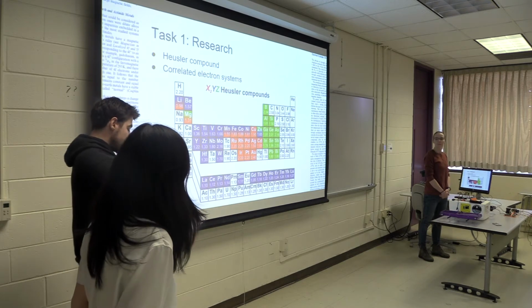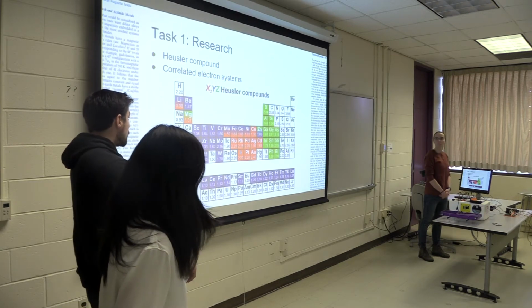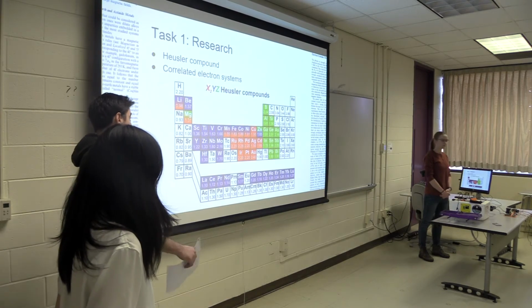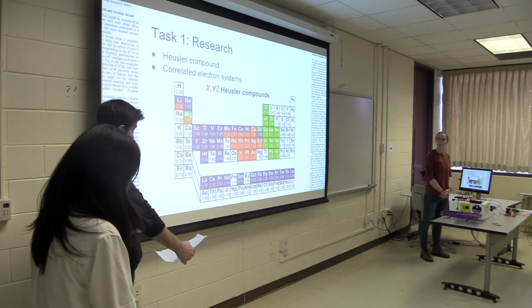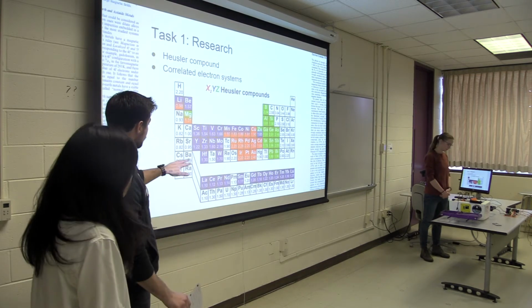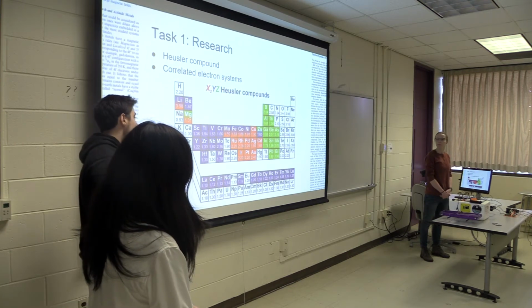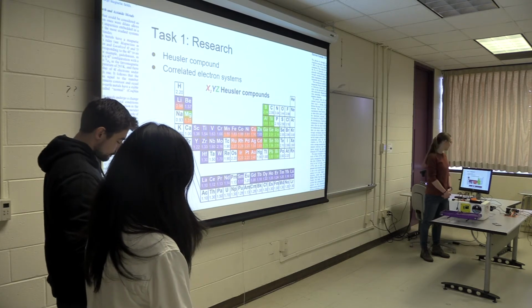So back in 1903, Friedrich Heusler combined copper, manganese, and aluminum. And alone, these elements didn't have any magnetic properties. But when he actually combined them, it became a magnetic material. So from there, we decided to pick and choose elements with similar electronic properties and determine what physical properties would be produced from these compounds.